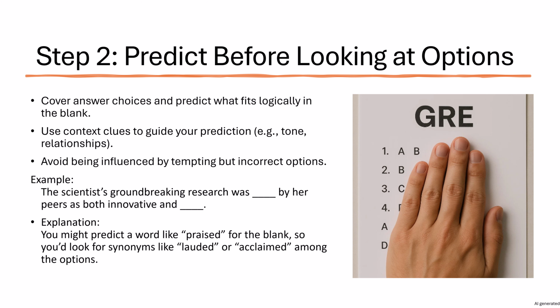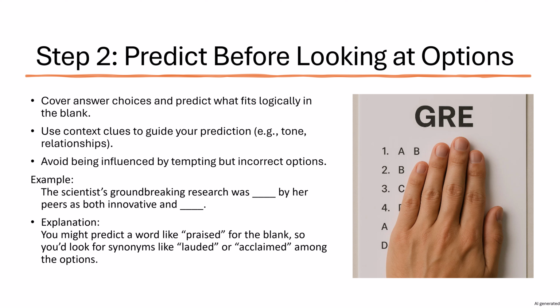Before you look at the answer choices, try to predict what kind of word should go in the blank. This keeps you focused on the sentence logic and helps you avoid being tricked by tempting but incorrect answers. Use the context and tone to guide your prediction. Think about whether the sentence is positive, negative or neutral. If you have a clear prediction, you'll be able to spot the correct synonyms more easily. This step is crucial for avoiding traps and boosting your accuracy.